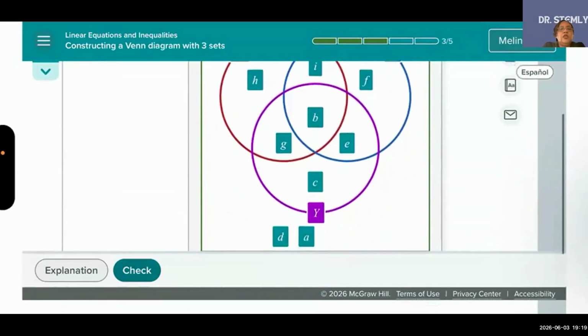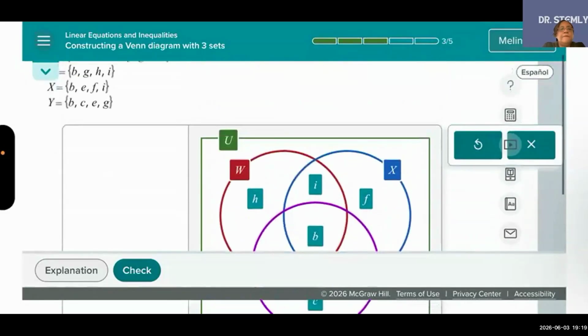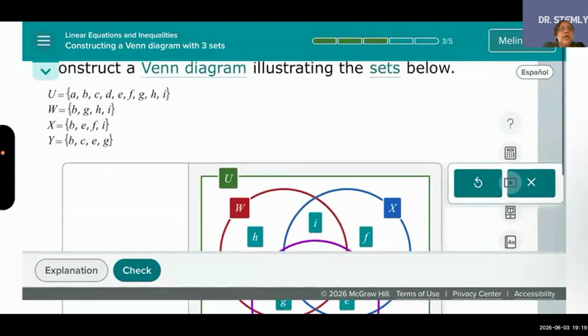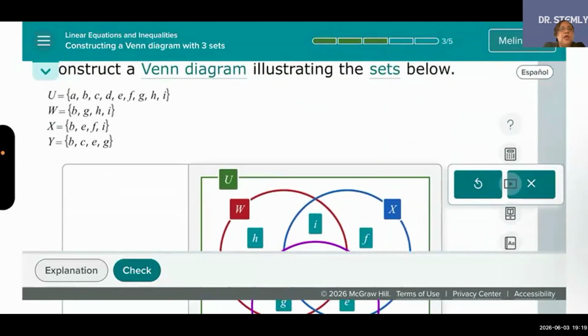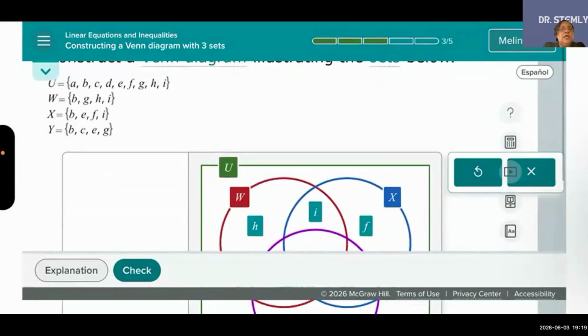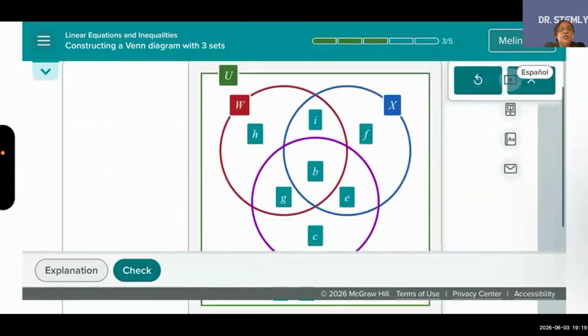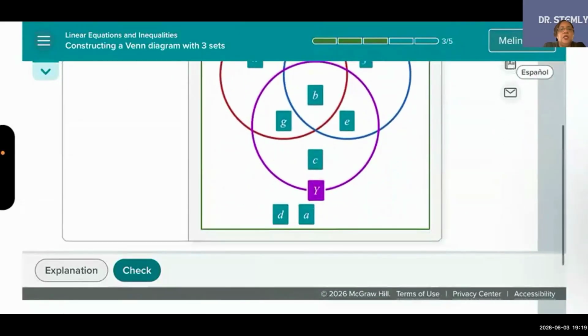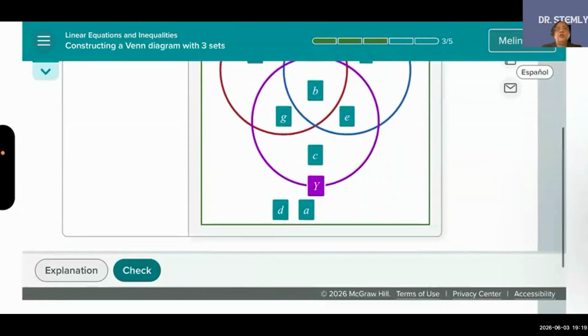And who else has G? None of them have D or A, so that looks like it's in the right spot. So G is also in W, so that looks right. I is also in W and X. And then F is in just X. B, C, E, G. And D and A should be out there. Oh, keep your fingers crossed. Go ahead and check it.